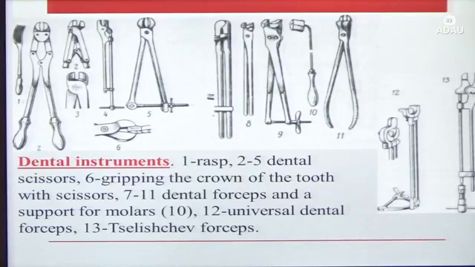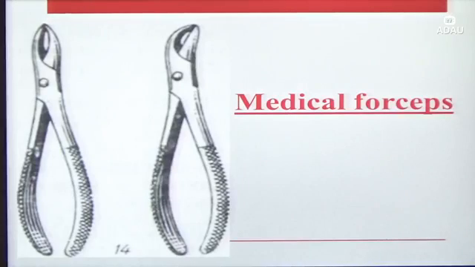We can see the certain numbers. Selection forceps, and a medical forceps. This medical forceps is a special instrument, a special tool we use during this operation on teeth when we want to remove these molars or premolars.